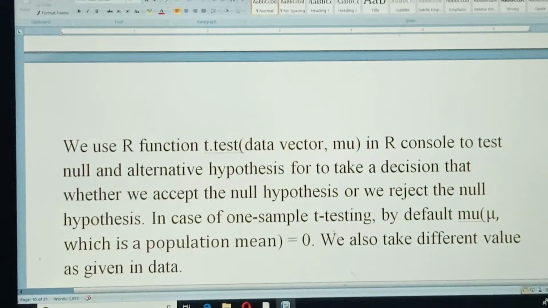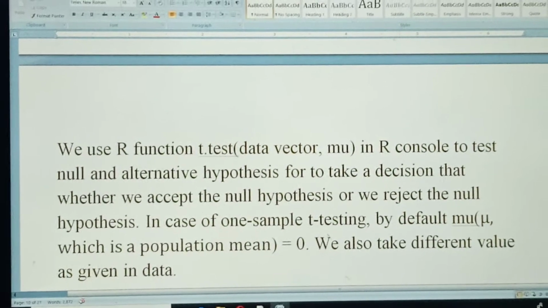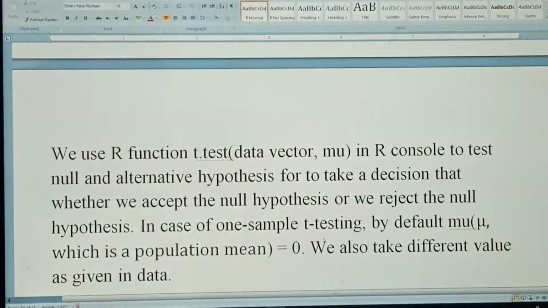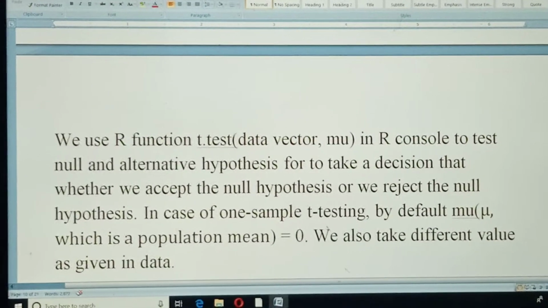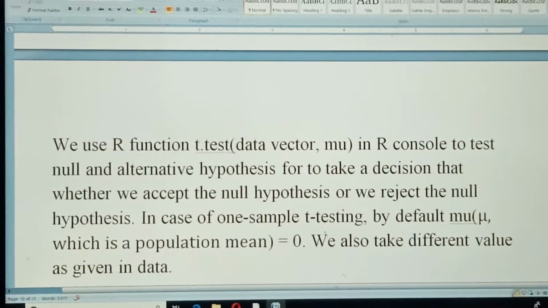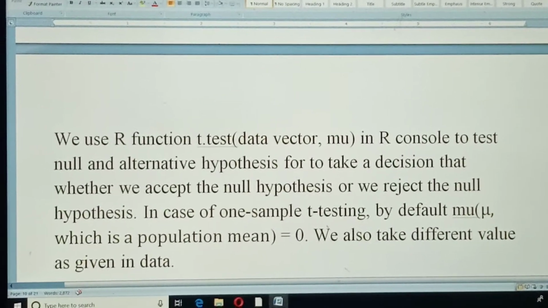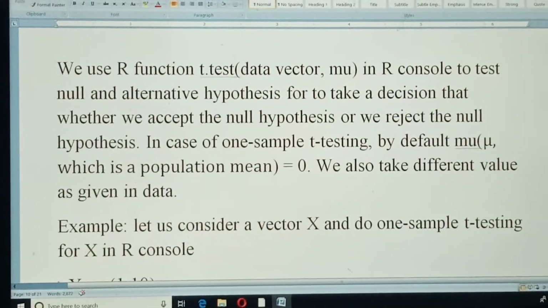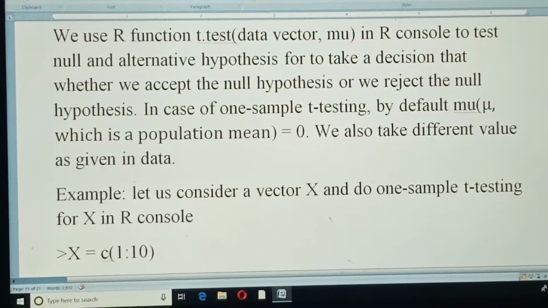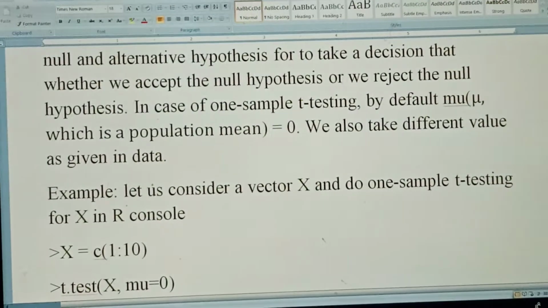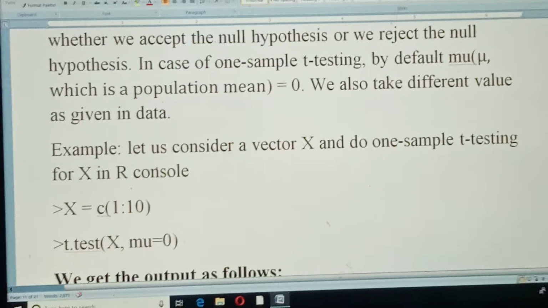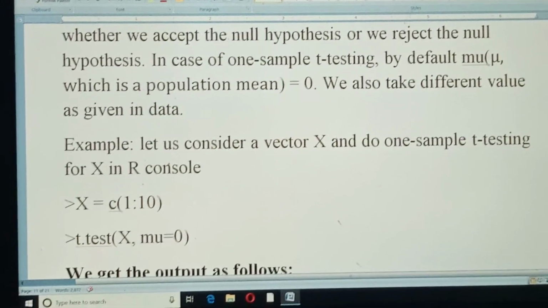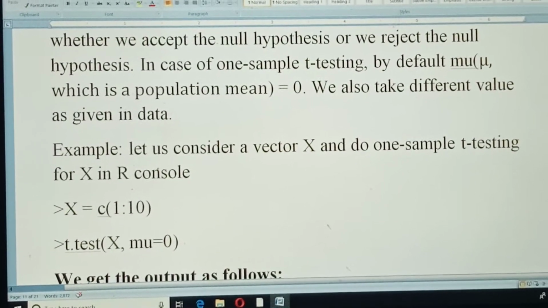comma mu. Mu is nothing but the mean, and in our console we use this syntax to test the null hypothesis against the alternative hypothesis, and we can take a decision regarding whether to accept or reject the null hypothesis at a given level of significance. In the case of a one sample t-test, by default mu is taken as 0, and we can also give different values for mu as per the given data.